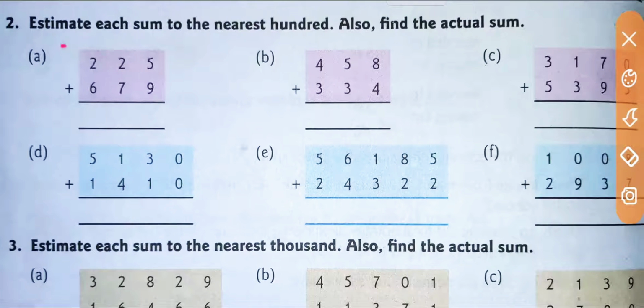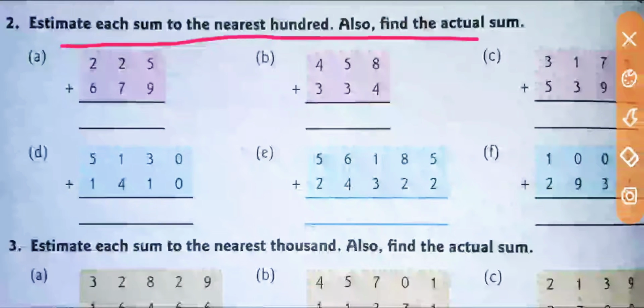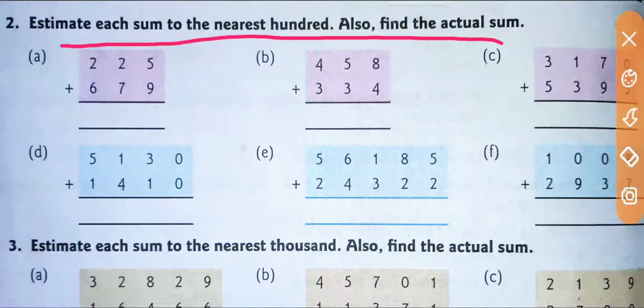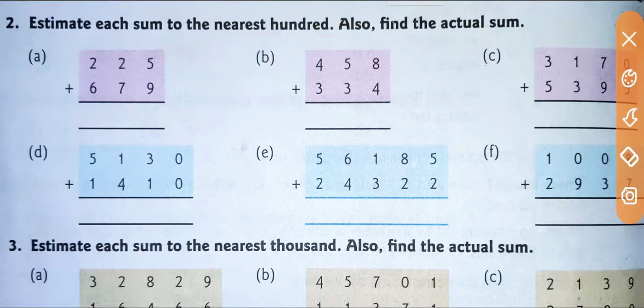Now the next question is this one. Estimate each sum to the nearest 100, and also find the actual sum. For the first question, first we have to add column wise. So 5 plus 9 will be 14, so we will write here 4. And for the next column, 2 plus 7 is 9, 9 plus carry 1 is 10. So we have to put here 0 and carry 1. Again 6 plus 2 is 8, 8 plus this one, so there will be 9. This is the answer. 904 is the actual sum.